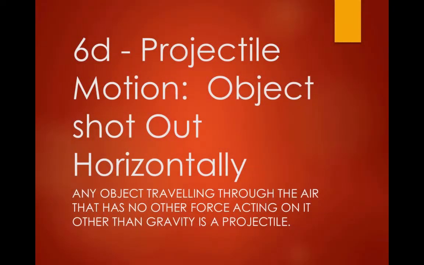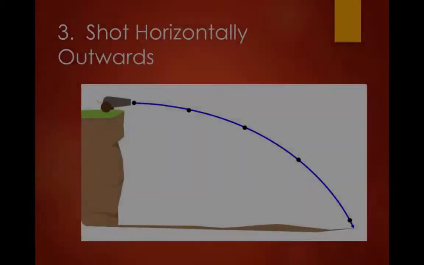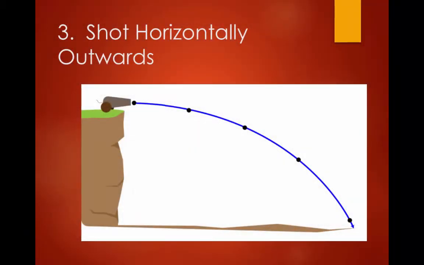Lesson 60. Projectile motion. Object shot out horizontally. Any object traveling through the air that has no other force acting on it other than gravity is a projectile. With our experience with throwing or kicking or shooting things, we know that if an object is sent out horizontally, it moves outwards. And as it moves, it begins to drop until eventually it hits the ground.